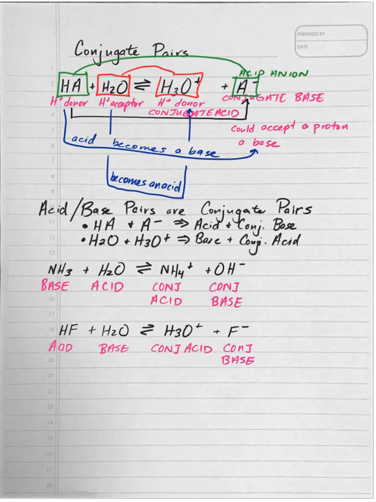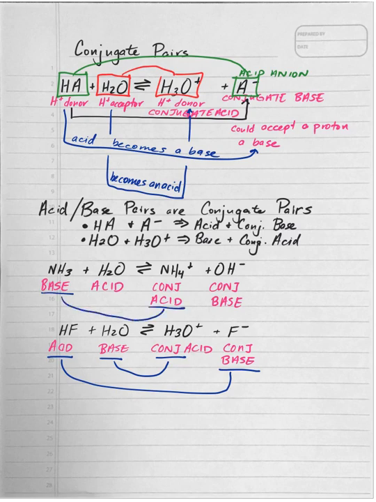So in these examples, HF and F minus are a conjugate pair. H2O and H3O plus are a conjugate pair. In the ammonia example, ammonia the base and NH4 plus are the conjugate pair. Water and OH minus are the conjugate pair. The pair is always a base and a conjugate acid, or an acid and a conjugate base. You can't have a base and a conjugate base as a pair.